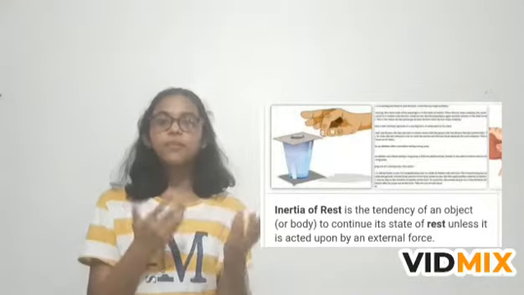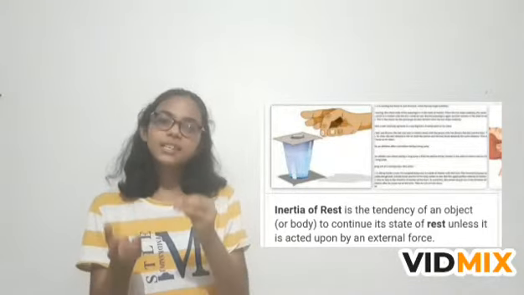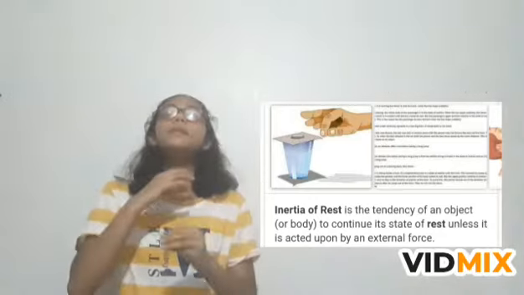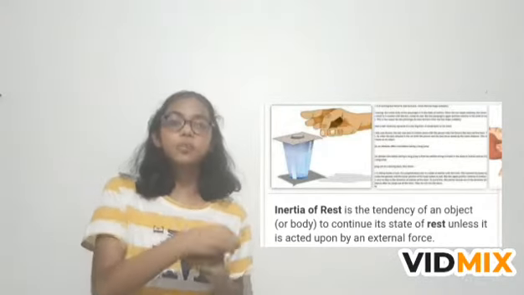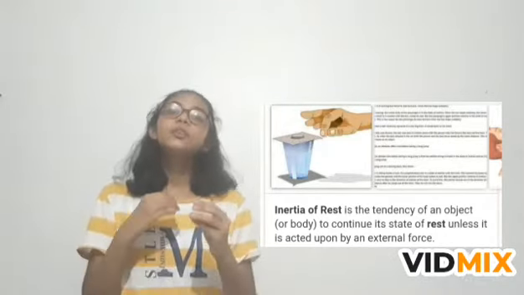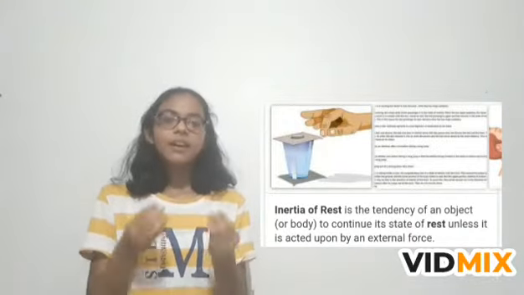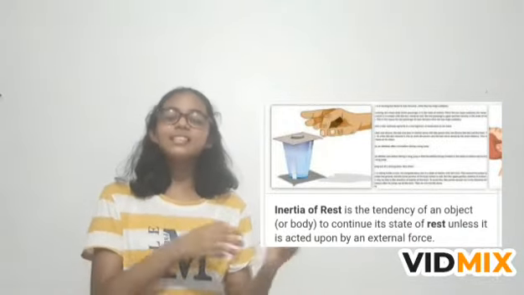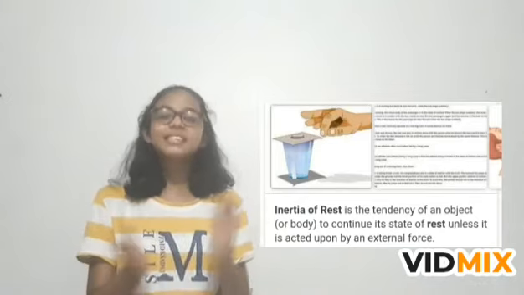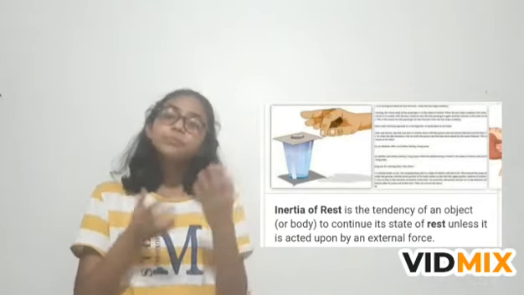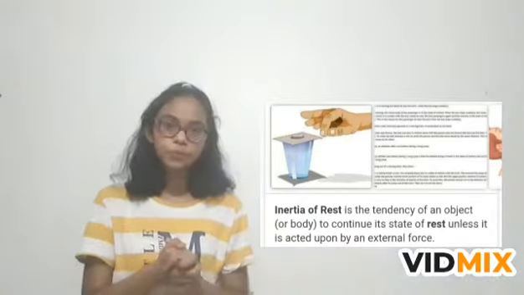Okay, now we can define it: if the object is in rest position, it will tend to be in rest position and resist changing its state until and unless the external force is applied. So this is inertia of rest. Now we can see an example.